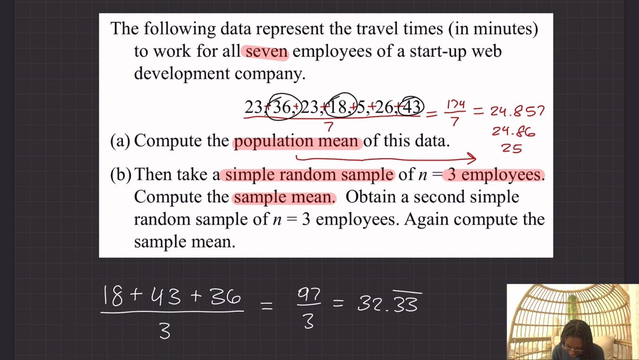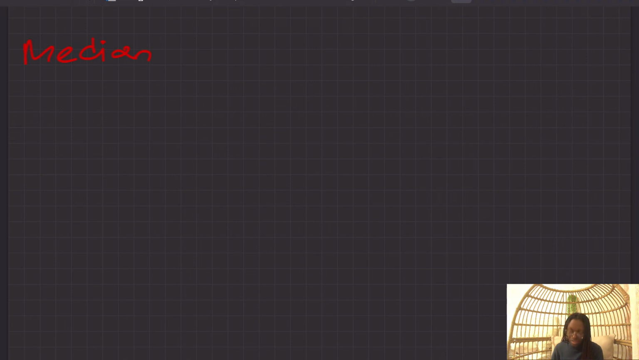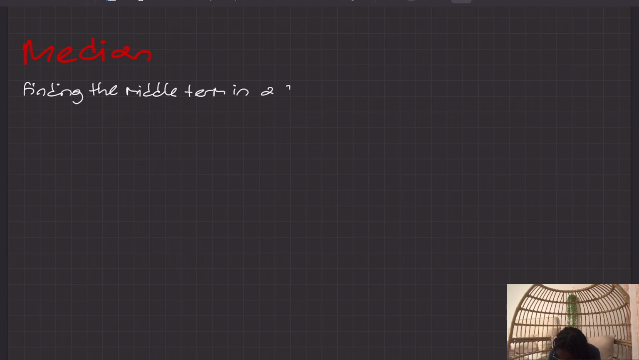The next thing that we have to do is the median. So median is when you find the middle term in a set of values. The middle term in a set of values is known as the median. Sometimes there is not always a focused middle term because there's an even number of values, and for that you take the average of the 2 middle values that you find. So if you have an even number of values, you take the average of the middle 2.